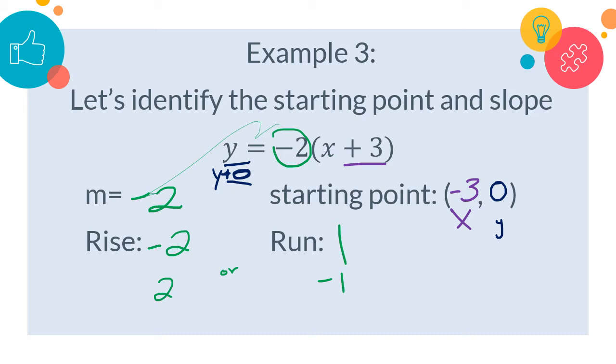So here's kind of the general rule. If you're missing something with your m, it's a 1. If you're missing something with your point, it's a 0. Every time.